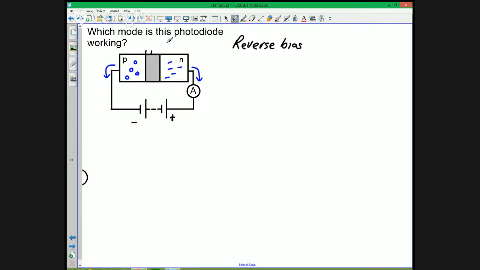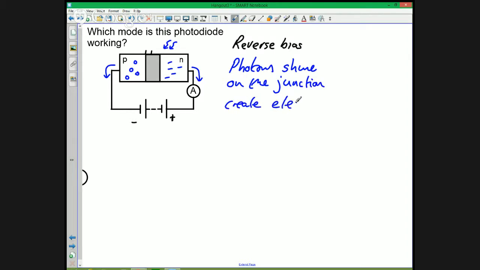Now, if we shine light onto that, what do we create? We create electron-hole pairs. You have to know that. When photons shine on the junction, you're going to create electron-hole pairs. So when light shines on this, you're going to have an electron and a hole, an electron and a hole. And the more light you shine on it, the more electrons and holes you create.